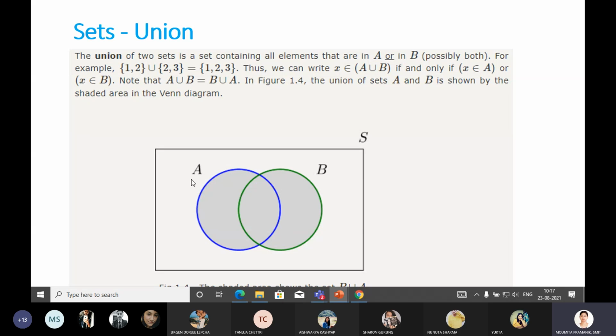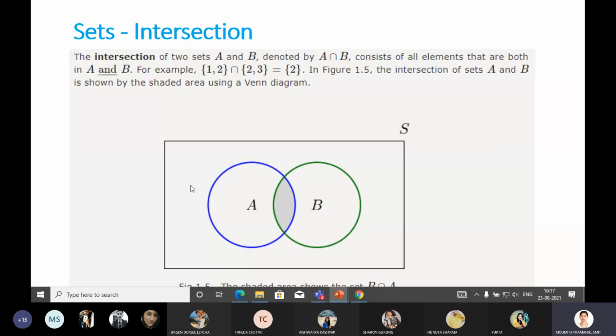Is this clear, how to do the union operation? Okay. Next is the intersection.